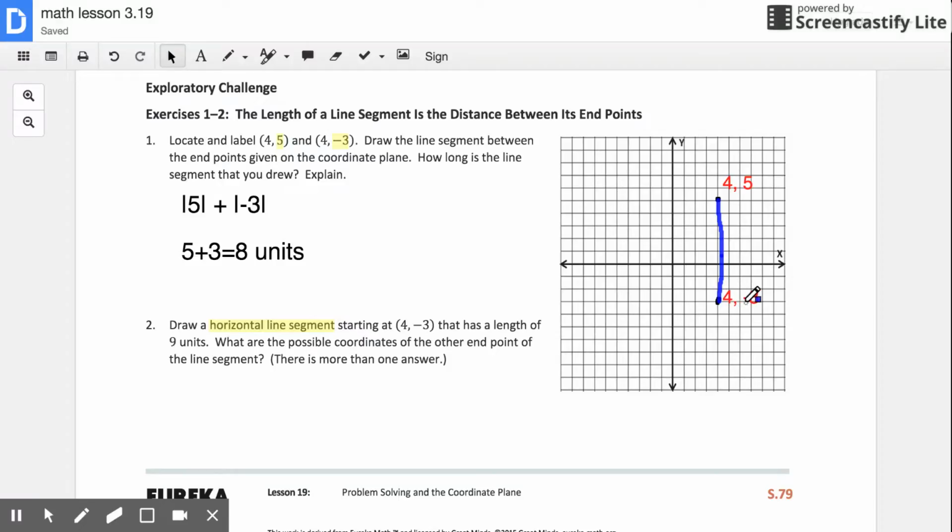We have 1, 2, 3, 4, 5, 6. We can only go 6, and it needs to be 9 units. So I'm gonna go the other way. 1, 2, 3, 4, 5, 6. All right, does it say to draw the line? Yes, we have to draw the line. So here's our point, and we're gonna draw the line.